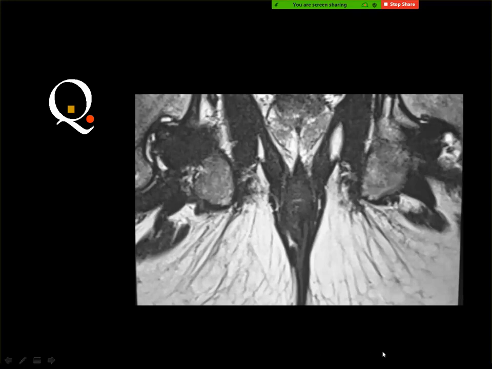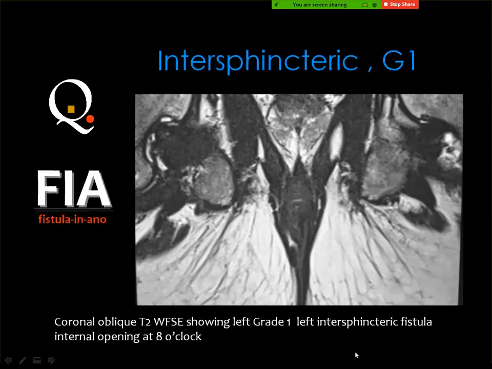Perianal fistula. Intersphincteric, grade 1, without any branch. Very good.